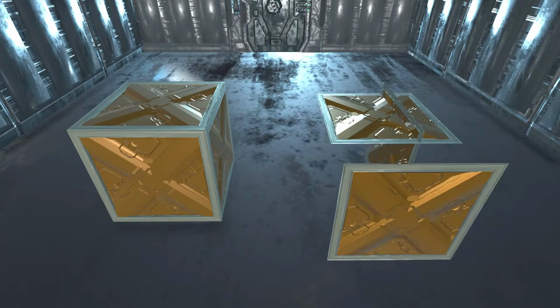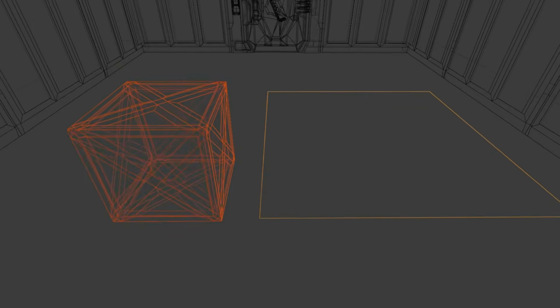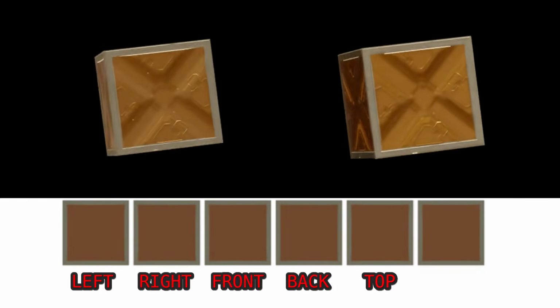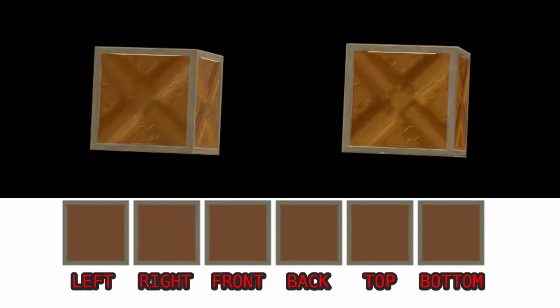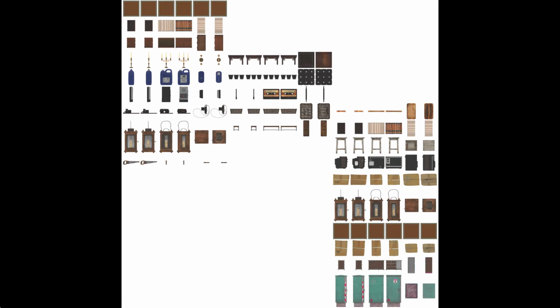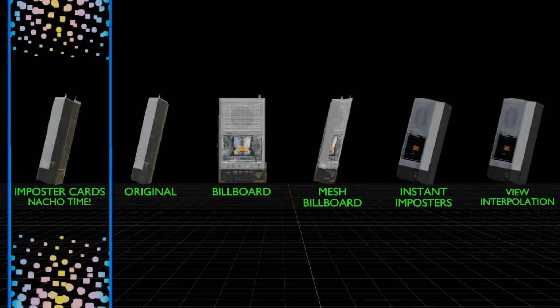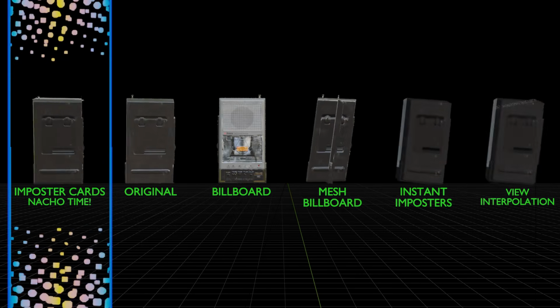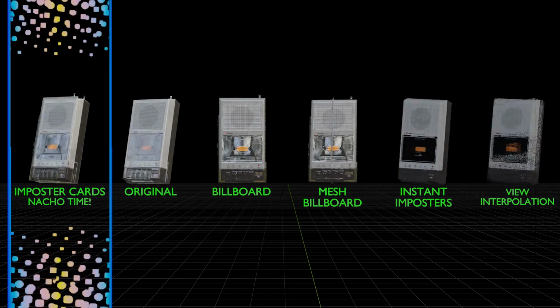Here's a visual example of how that's working. Instead of requiring multiple renders of the same image from different angles, it only needs 6 orthogonal shots rendered to a texture, using a fraction of the texture memory necessary. When you compare different styles of imposter cards with this tape deck, Nacho Time is the clear standout.